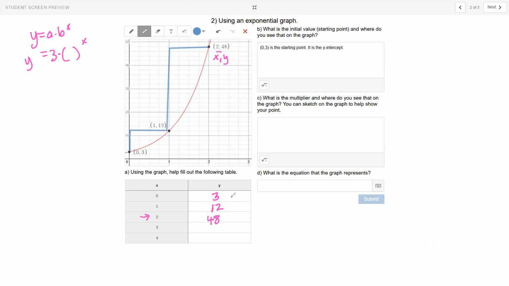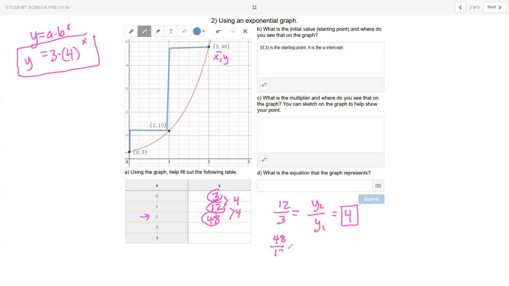3 times 4 is equal to 12, and 12 times 4 is equal to 48. Okay, so can we take the 12 and divide it by 3? Can we take this number and divide it by the number in front of it? Or in other words, take the y2 and divide it by the y1, and work backwards and get 4. So what we're saying is the multiplier here is 4. So we have our equation now. And we could check that because we could also take the 48 and divide it by 12, and that also equals 4. You can take any 2 terms and take the later one and divide it by the one before it.